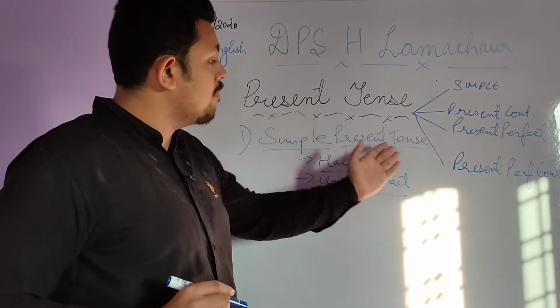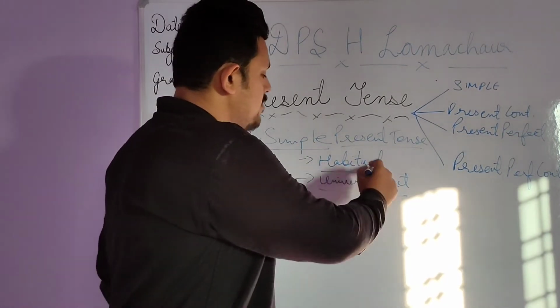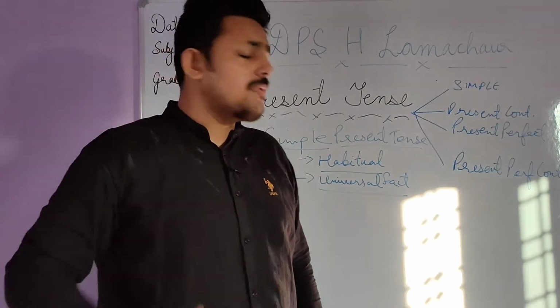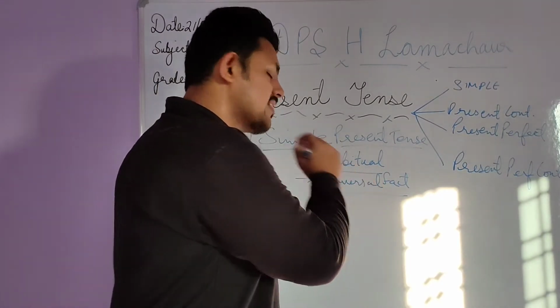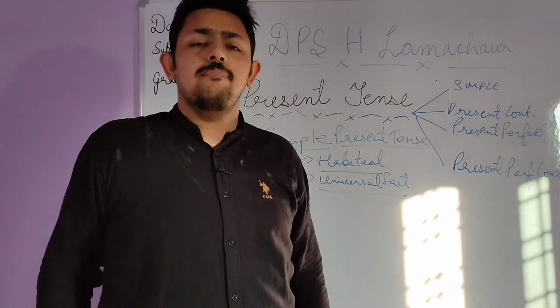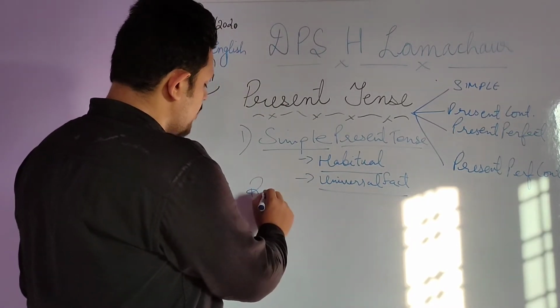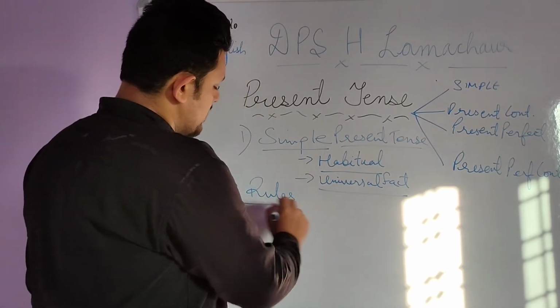So here we have the simple present tense. We use the simple present tense for making habitual statements, the general statements, or the universal fact. So this is the use of simple present tense. Now we will see some rules. What are the rules of simple present tense?